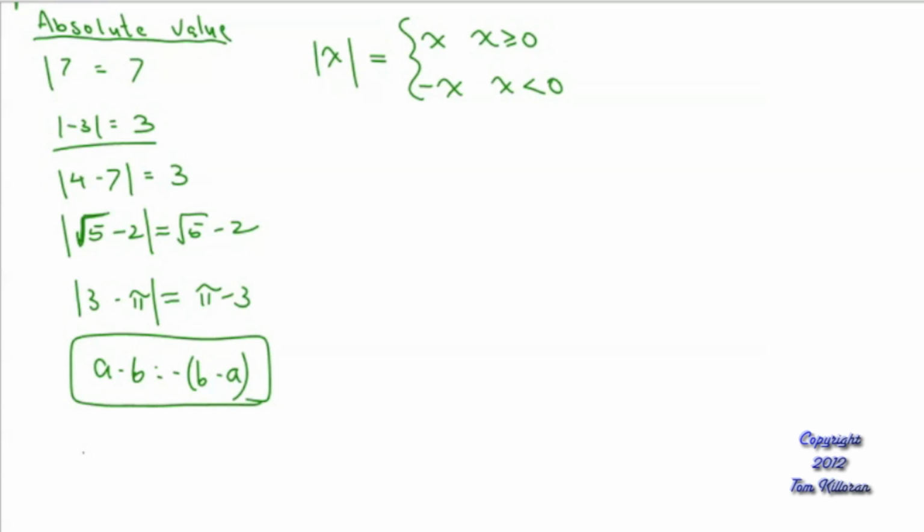So the absolute value of x is x if it's positive. It leaves it alone. It becomes its opposite if it is negative. The opposite of negative 3 is positive 3. So it works out perfectly fine. This is the definition of absolute value.